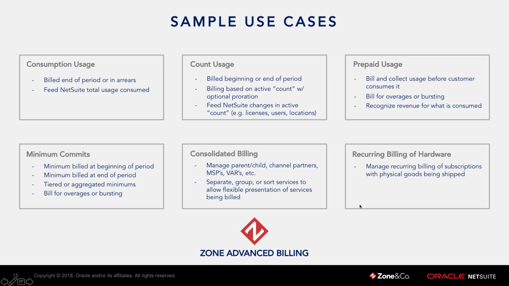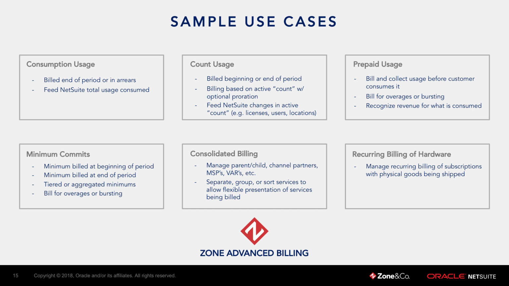So prepaid usage is different than count or consumption usage in that the customer is prepaying for the units before they consume it, and that could be dollars as well. The challenge here for a lot of companies is not just getting the bill out at the beginning of the contract, but being able to recognize the revenue for what's used. And then at the end of that period, after they've used up the number of units or dollars that they've prepaid for, being able to then bill them for bursting or overages or potentially selling them another bundle.